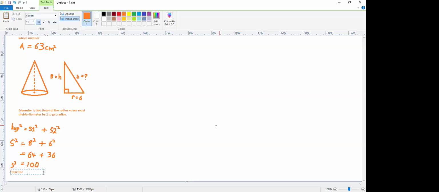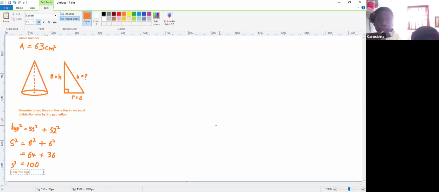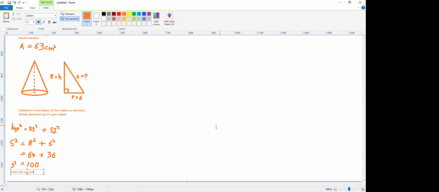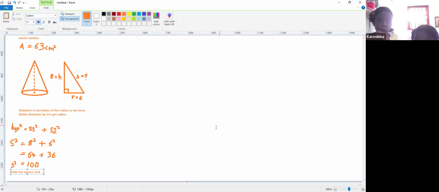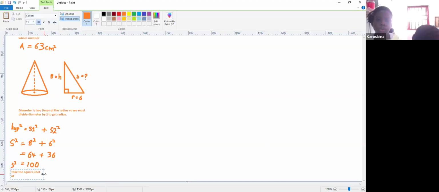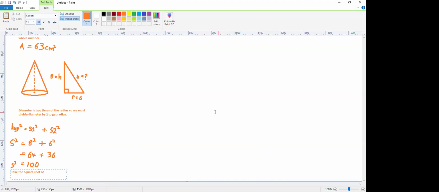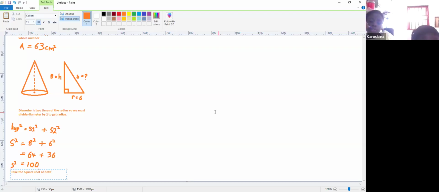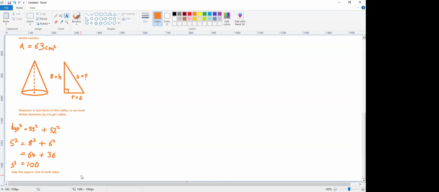Which operation is squared? What's the opposite of squared? I'm giving you the full name. The opposite of squared is take the square root. I've written it down now. You've seen it. Take the square root of what? Both sides. Take the square root of both sides.